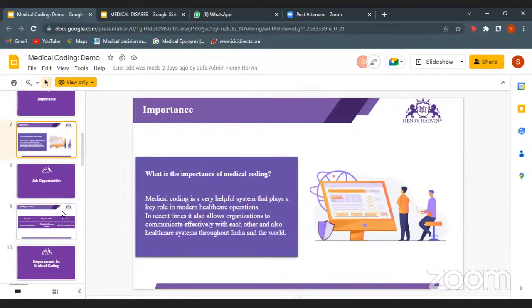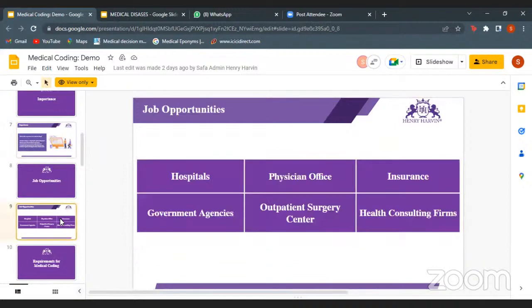Then what are the job opportunities? Now, as far as job opportunities are concerned, either you can work in the hospital.